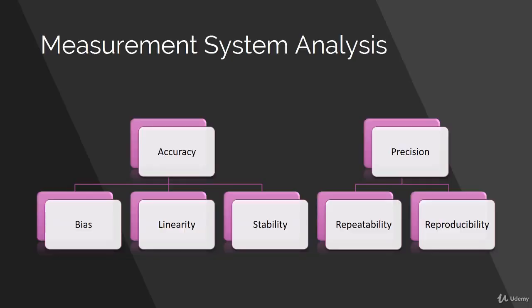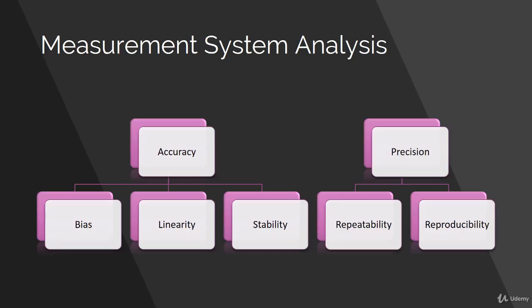But accuracy and precision also can be subdivided into different categories. So let's talk about accuracy. Accuracy could be split into the bias, linearity and stability. What are these three things? We will look at each of these. Similarly, the precision could be split into repeatability and reproducibility.